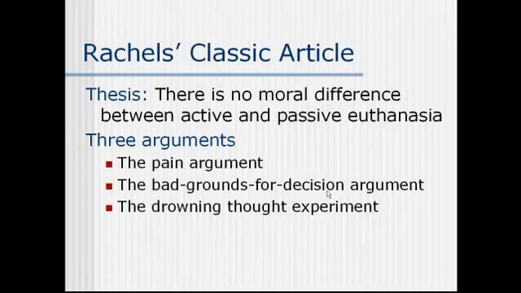I want to discuss two philosophical arguments from your textbook, one from James Rachels and the other from Daniel Callahan. The James Rachels article is a genuine classic in the literature. His thesis is very simple. He says that there is no moral difference between active and passive euthanasia. He's got three arguments for this. One is the pain argument, and one is the bad grounds for decision argument. These are pretty straightforward arguments that had been seen before.